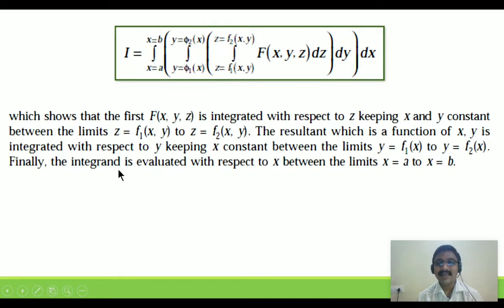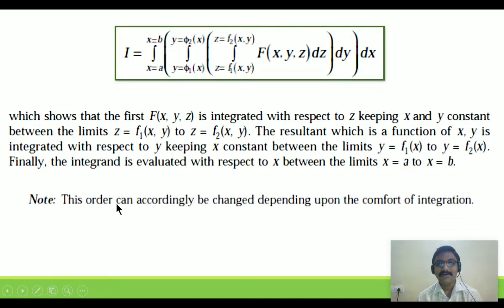Finally, the integrand is evaluated with respect to x. Thus, the triple integration finally becomes a single integration, which is evaluated with respect to x under the limits x equal to a to x equal to b. Note, this order can accordingly be changed depending upon the comfort of integration. For our comfort, the integration order can be changed.